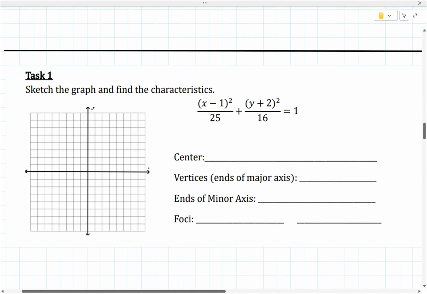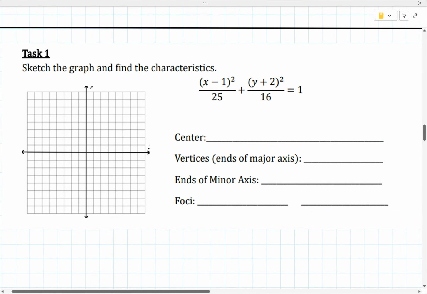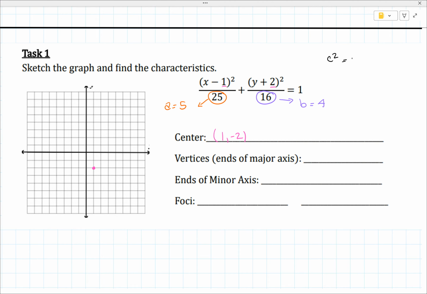Okay, so task 1, I have my ellipse. Things I like to look for is our a value. So we know a is going to be 5, square root of 25. And then our b value, square root of 16, is going to be 4. Our center, I'm going to pluck out our center from here. So (1, -2). I'm going to graph as we go here. Since a squared is bigger than b squared, to find our c value, we would use our a squared minus b squared, and then we're going to use that to find our foci.